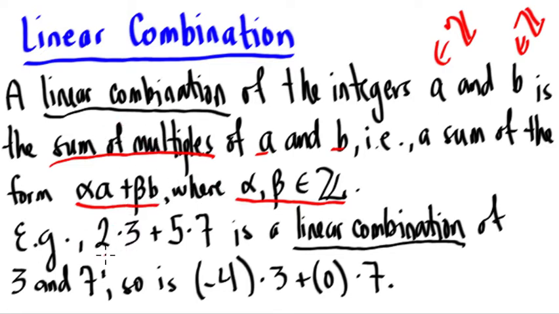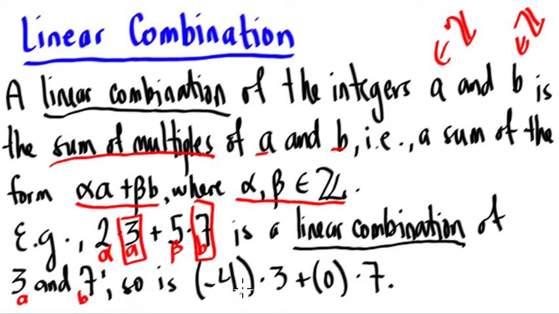So for example, we have 2 times 3 plus 5 times 7. You can imagine this is alpha, this is a, this is beta, this is b. So we have a as 3, b as 7. We multiplied the 3 by 2, a multiple of 3, and we multiplied the 7 by 5, a multiple of 7. So this is what we call a linear combination of the integers 3 and 7.